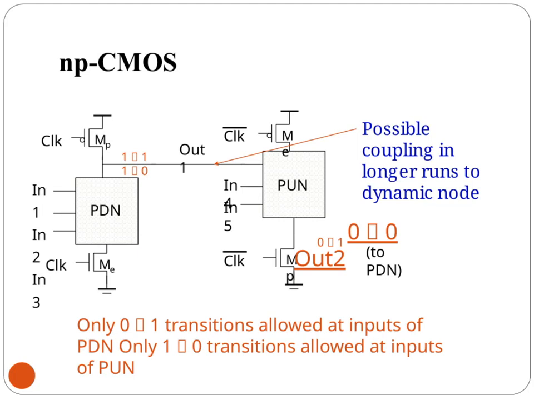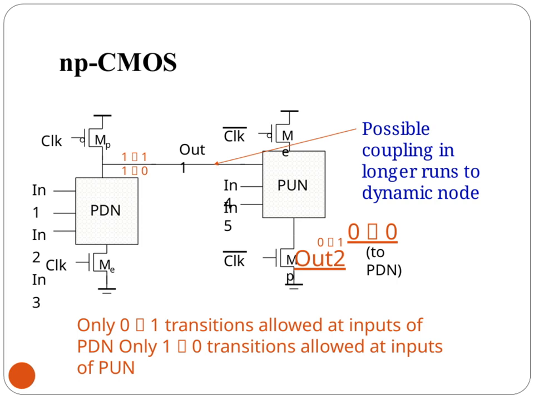Here we're looking at the NP-CMOS structure and focusing on the switching behavior of the pull-down network, or PDN, and the pull-up network, or PUN. It's important to note that only certain transitions are allowed at their inputs. For the PDN, the inputs can only switch from 0 to 1, while for the PUN, the inputs can only go from 1 to 0. This helps to maintain proper operation and avoid conflicts.